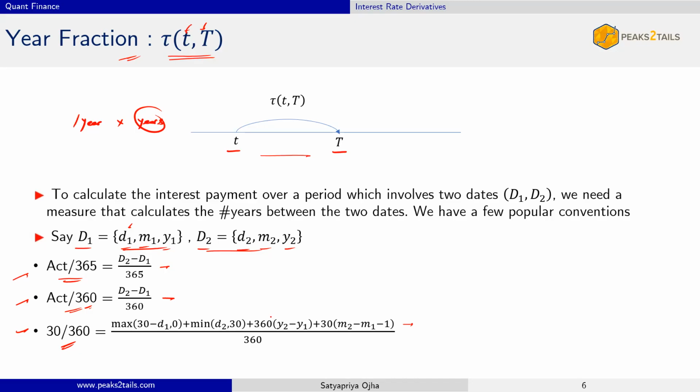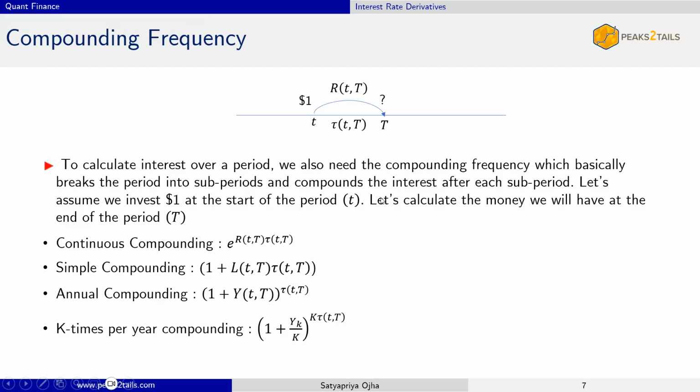Question from Gaurang: what is followed in industry? There is no standard rule. Say, Treasury uses the act by 365 convention. Municipal bonds follow another convention. Corporate bonds might follow something else. So it's all over the place. All three are used. All three are popular. Okay, perfect. Let me know if you have any questions.